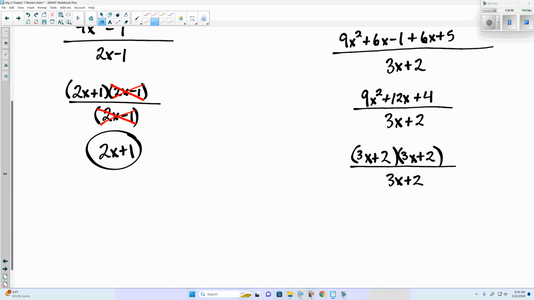And it does work out that is the correct set of factors, and the 3x plus 2 factors cancel, leaving us with 3x plus 2. Again, if the 3x plus 2 had been left in the bottom of the fraction, the numerator would be 1. Questions on this here?